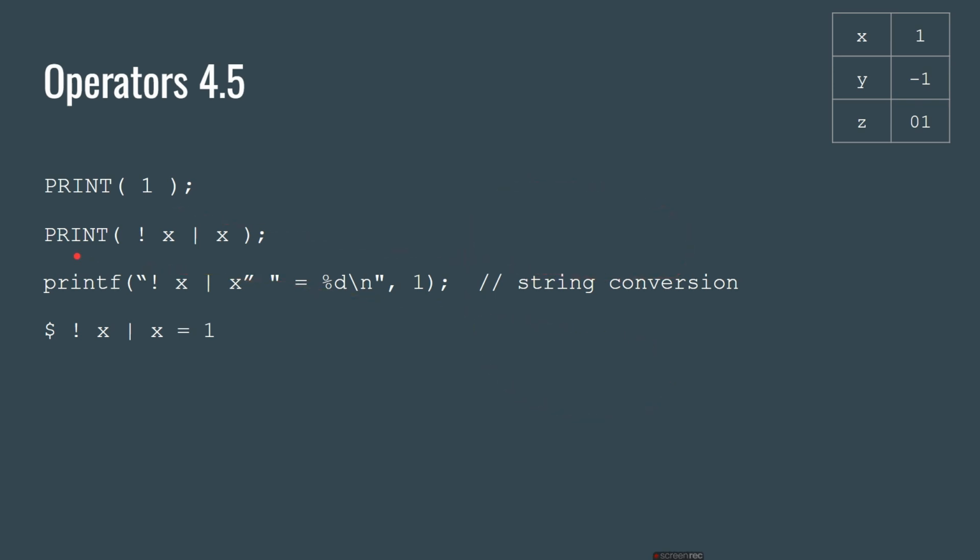Once we've invoked our not x or x, we pass that string, using our stringization operator, with our %d format specifier for decimal format, passing the result of 1, and we should see not x or x equals 1 in the result. Let's jump into code just to confirm that.